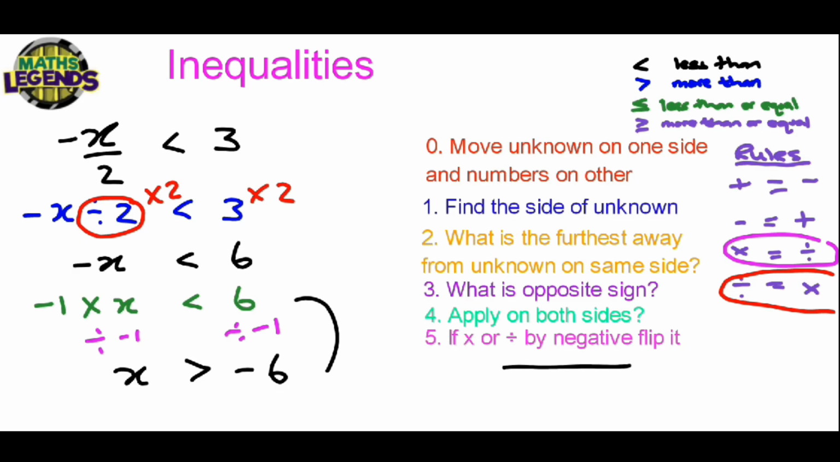So the key step here is that we need to flip the sign when we divide by a negative. Now to speed things up, what we could have done is at this stage here, we could have said that the minus can be taken along with the minus 2. So we could have said divide by minus 2, and then we wouldn't need the minus in front of this. So it would just be x is divided by minus 2.